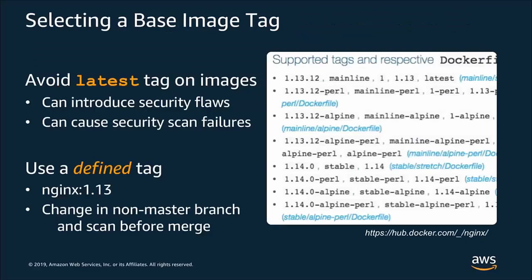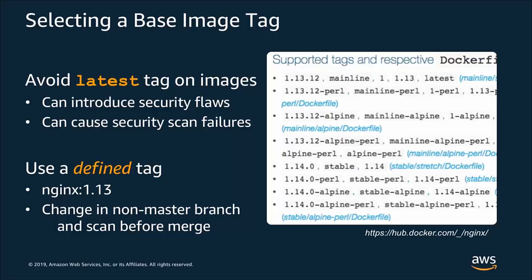When selecting a base image tag, it's important to avoid the latest tag on images, especially for production workloads. Base images that are latest can sometimes introduce security flaws and can also trigger pipelines to suddenly fail when they may have been passing. So it's important to make sure that you are manually advancing the tag on your images or simply switching to using the digest, which specifies a specific commit during the image creation process.